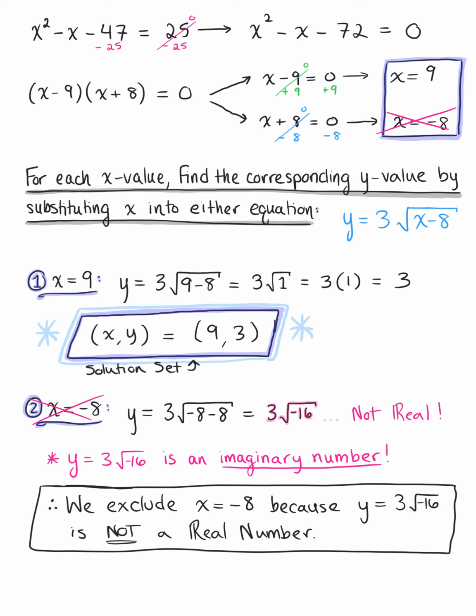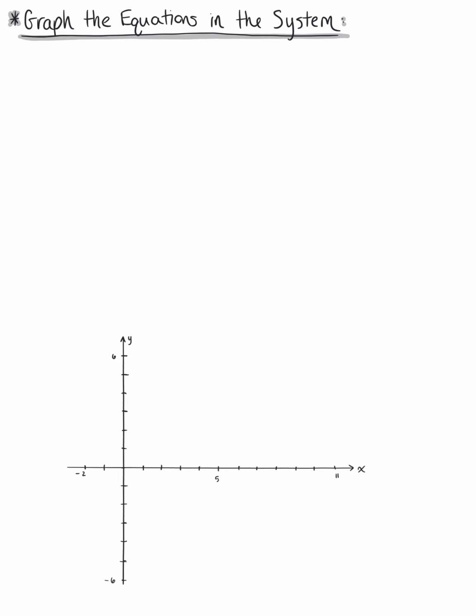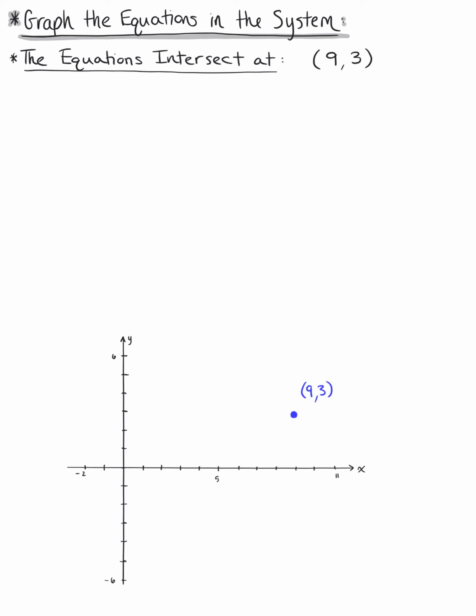So now that we have this intersection point, let's go ahead and consider what the graph of the system of equations looks like. So we are now ready to graph the equations in the given system. And to get us started, we begin by recalling that these two equations intersect at a single ordered pair, (9, 3). And as always, to make sure that the sketches of our graphs are as accurate as possible, let's begin by finding the intercepts for each equation.